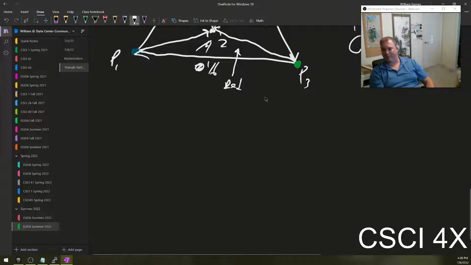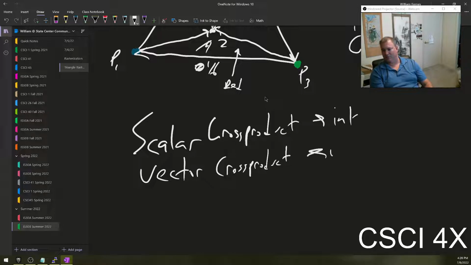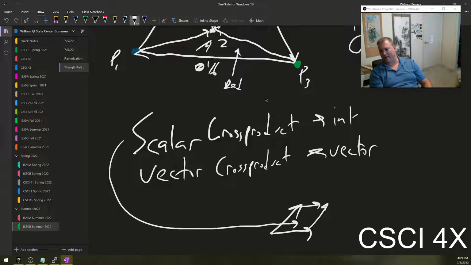There's two different kinds of cross product, by the way. There's what's called scalar cross product, and there's vector cross product. This gives you a number, and this gives you a vector. So if you pass in this vector here and this vector here, if you do scalar cross product, it gives you the area. Vector cross product gives you a vector normal to both of these, and the magnitude of this is the same size as the area of this. So it's kind of the same thing, but kind of different, because one's a vector and one's an int or a float or whatever it is you're working with.